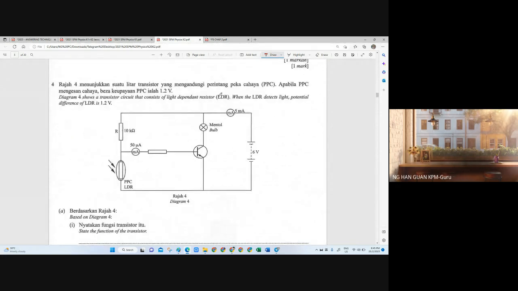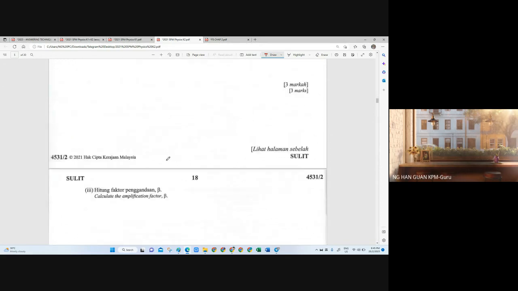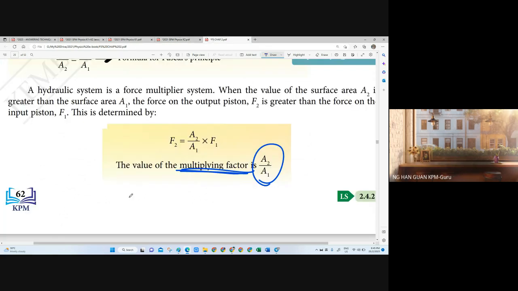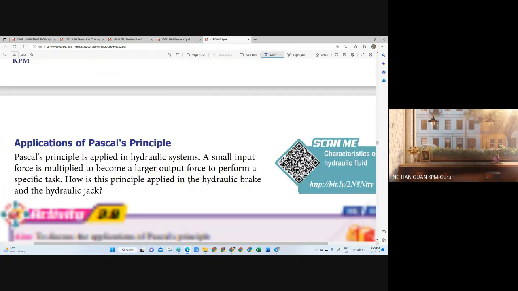For the transistor circuit, they asked about the amplification factor beta. So if suddenly you see this term and you don't know what it means, you definitely cannot do the calculation, even though it's very simple. Like this one, suddenly a question asks: calculate the multiplying factor for this hydraulic system. If you don't know what the multiplying factor is, even though it's only a simple A2 over A1, because there's no reference, you cannot solve it. So be careful with the names of the terms.